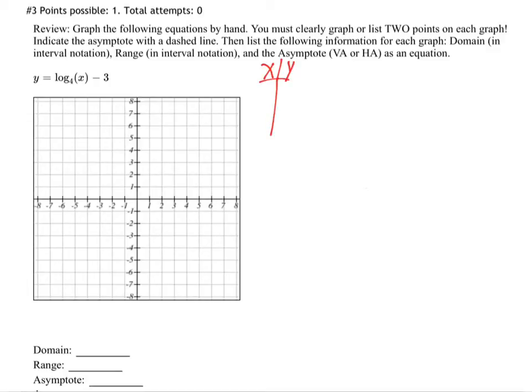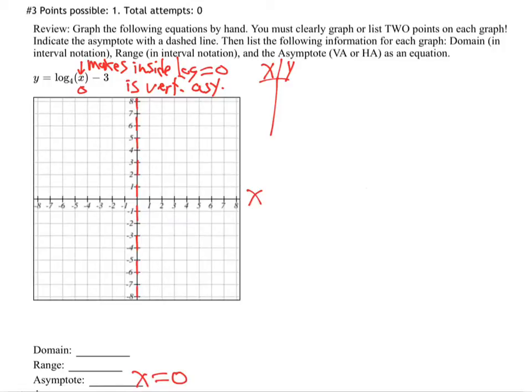XY chart. Now remember, what do you plug in? What makes the inside of the log equal 0? That's where the vertical asymptote is. So that'd just be 0, wouldn't it? Just 0 itself is what makes that happen. So right at x equals 0, and I'll put that down here already for the asymptote answer, x equals 0 is the vertical asymptote.